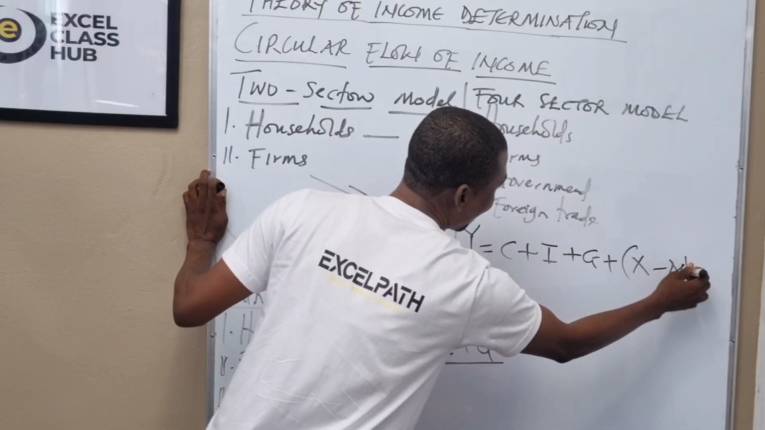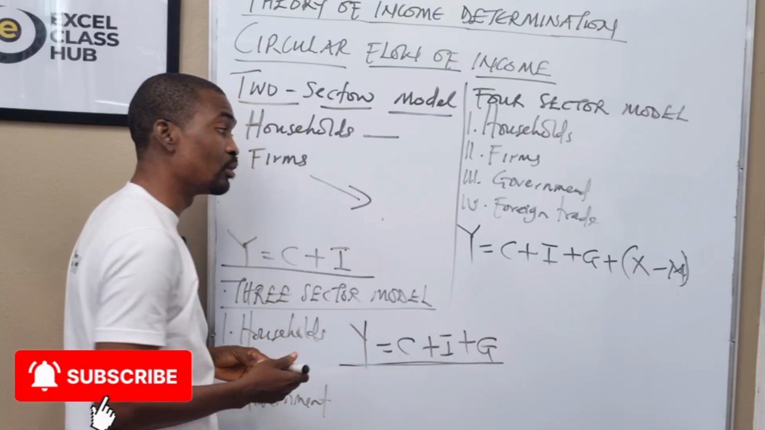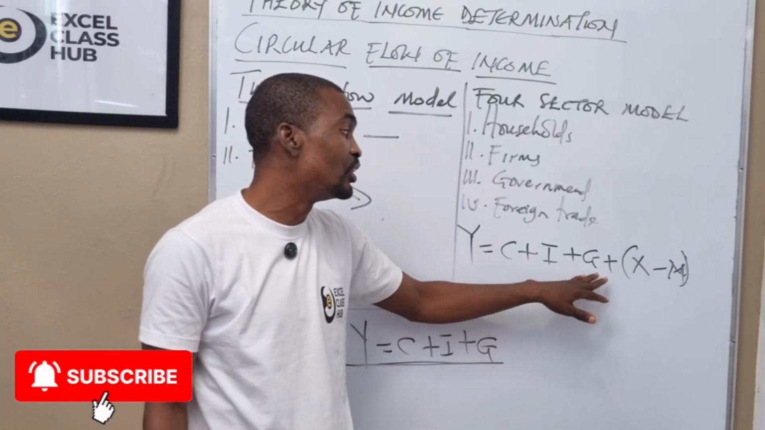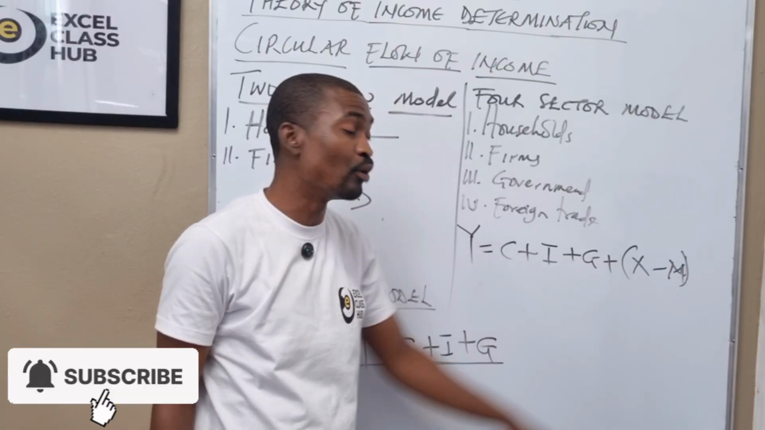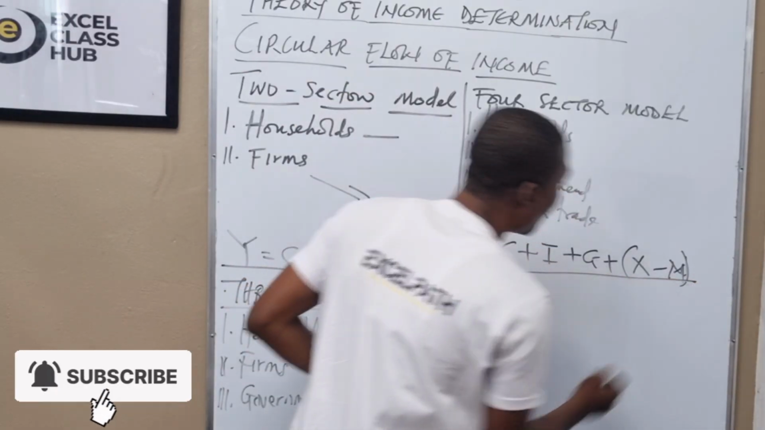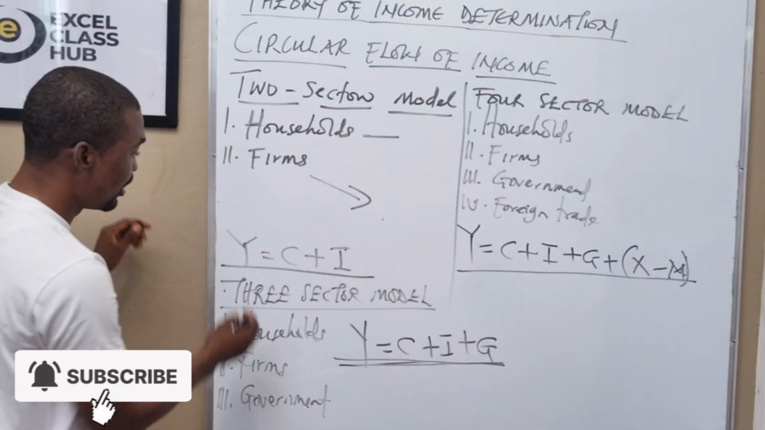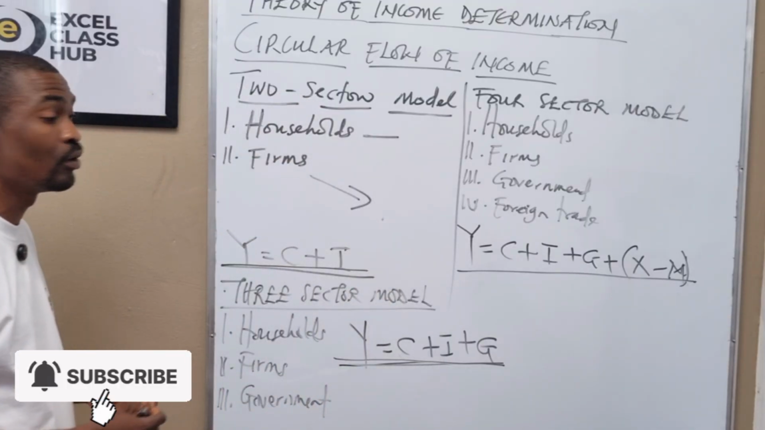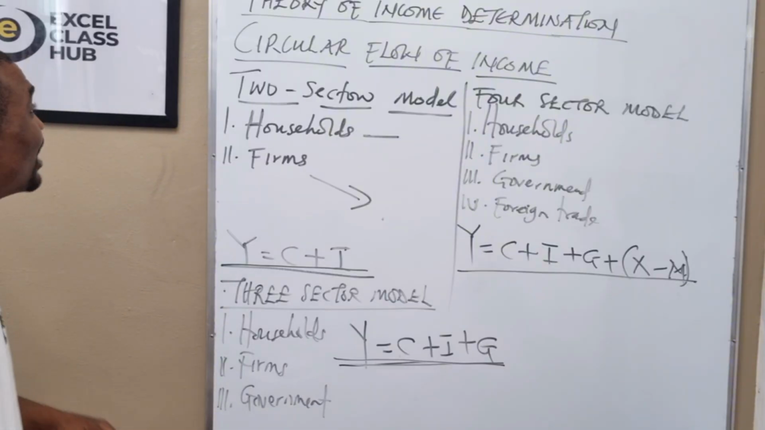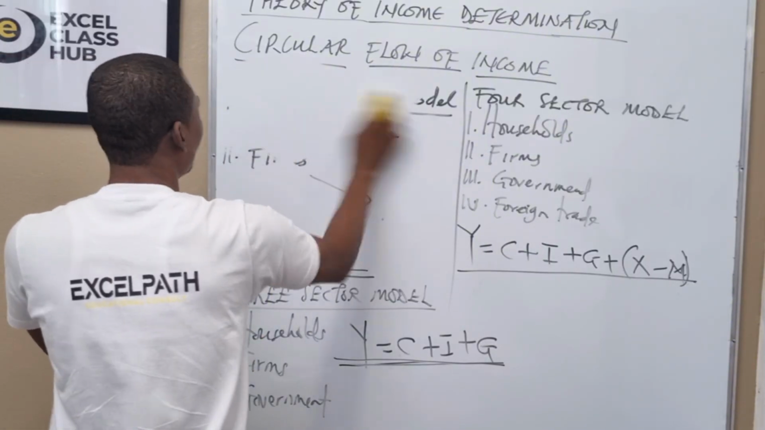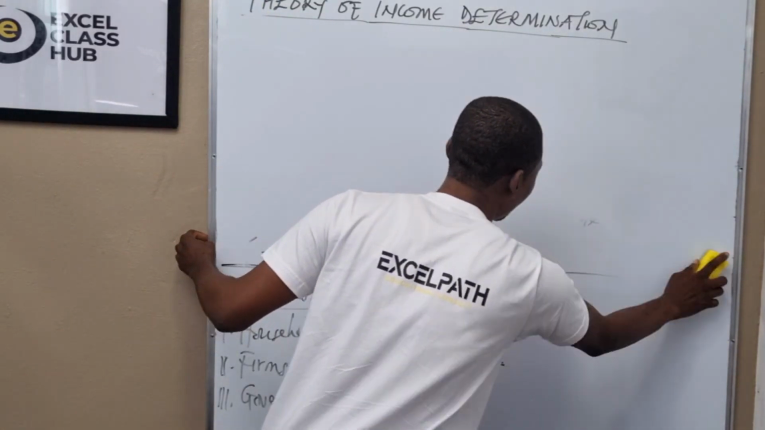So our Y stands for the income, our C stands for the consumption, I stands for investment, G stands for the government, X stands for export, and M stands for import. So this is the equation for four-sector model. This is the equation for three-sector model, and this is the equation for two-sector model. Having said that, we are now going to explain the concept of savings, investment, and consumption.